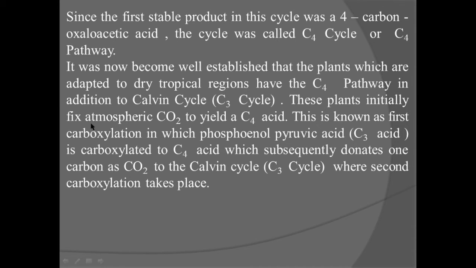These plants initially fix atmospheric carbon dioxide to yield a C4 acid. This is known as the first carboxylation, in which phosphoenolpyruvate is carboxylated to a C4 acid, which subsequently donates one carbon as carbon dioxide to the Calvin cycle, where the second carboxylation takes place.